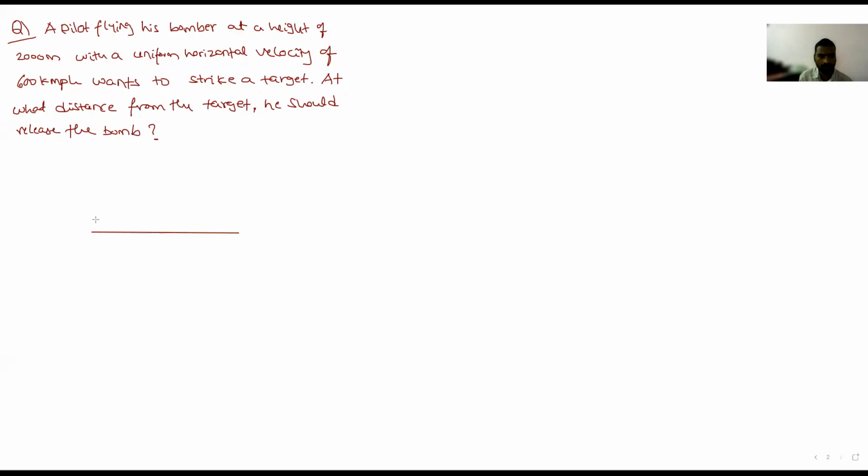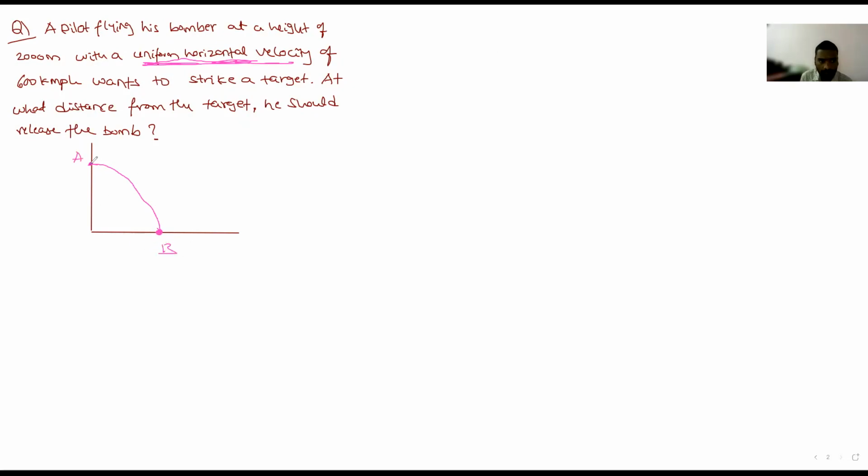So you have to draw the diagram. He has not given one. Just by the given information, it is understood that it is purely horizontal projection. A pilot flying with his bomber at a height of 2000 meter with uniform horizontal velocity. By this sentence, it is understood that it is case A. Uniform horizontal velocity is given, correct? It means at a height, he drops the bomb and the target is here. So this is point A and this is point B.